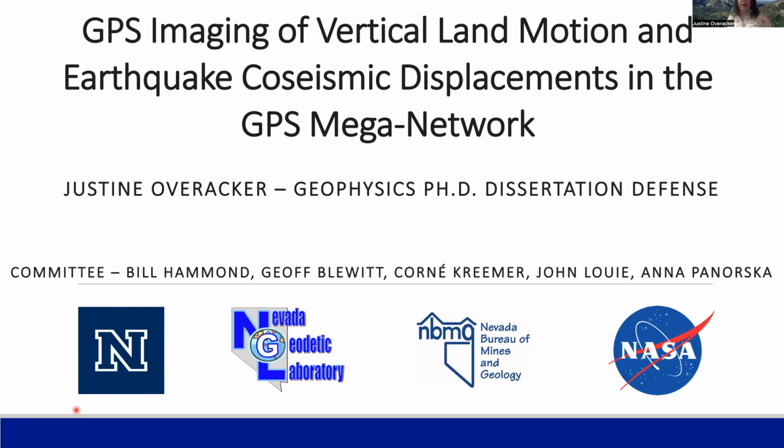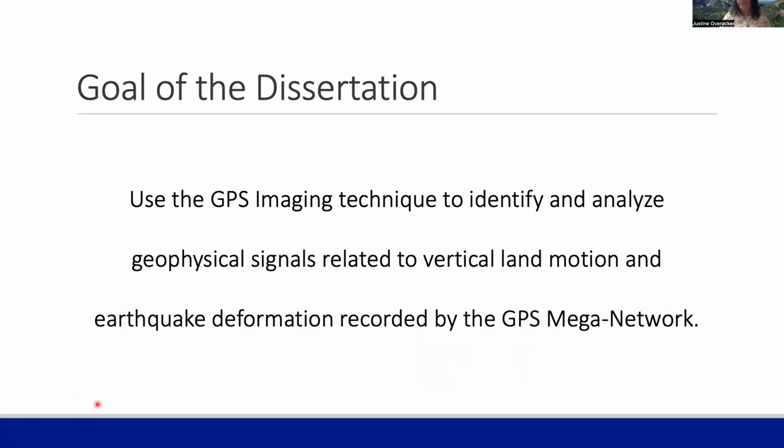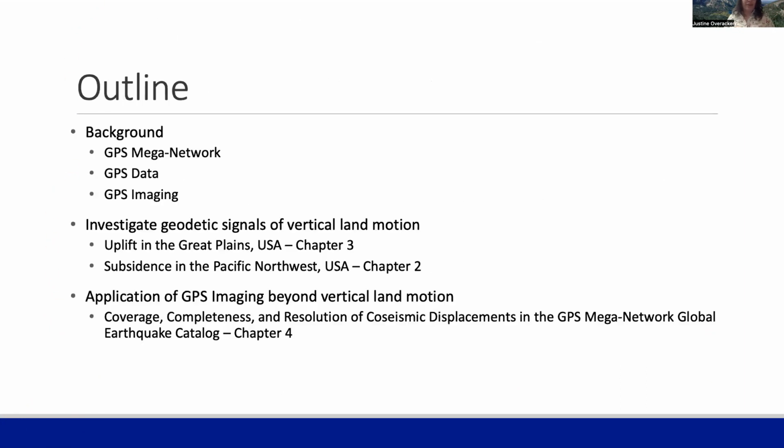Today, I'll be talking about GPS imaging of vertical land motion and earthquake coseismic displacements in the GPS mega network. There we go. So the research presented here uses the GPS imaging technique to identify and analyze geophysical signals related to vertical land motion and earthquake deformation recorded by the GPS mega network.